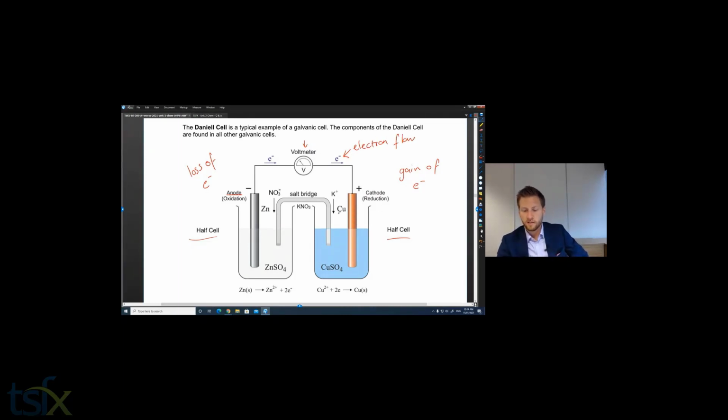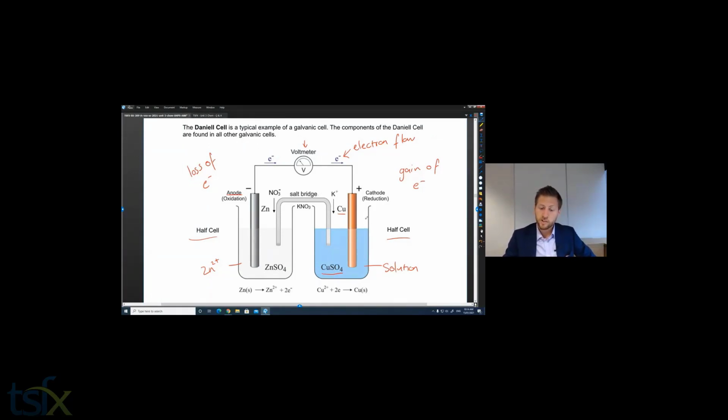We already said that. This is copper. This is copper sulfate in solution. It's a solution of copper sulfate, which is why it's blue. If you did a prac with it, you might have seen that copper sulfate's blue, whereas zinc there is a clear solution.